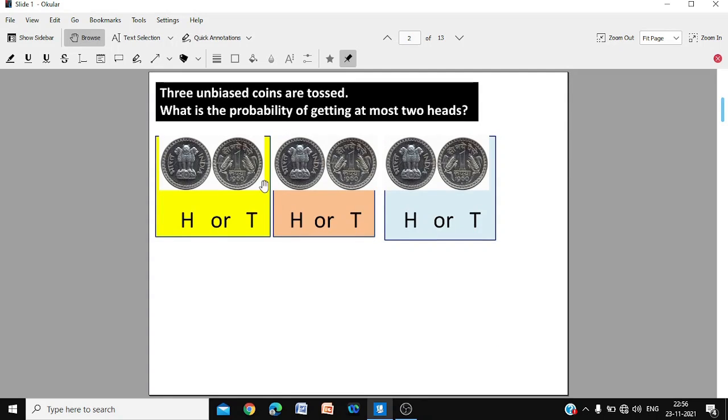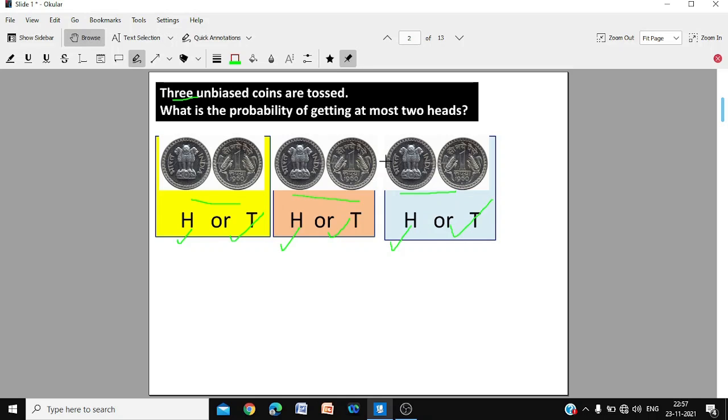3 unbiased coins are tossed. What is the probability of getting at most 2 heads? Maximum 2 heads. Now each coin, as you can see, can have 2 possibilities, head or tail. The second can also have 2 possibilities, head or tail. And the third coin can also have 2 possibilities, head or tail.